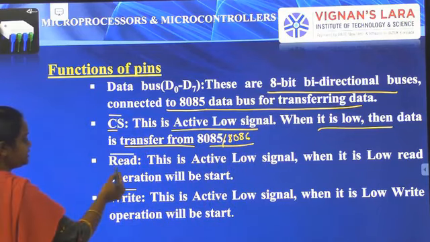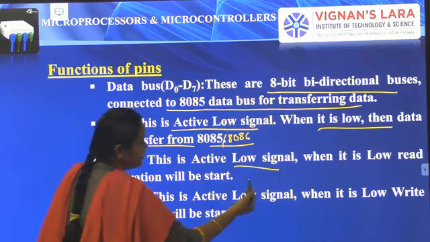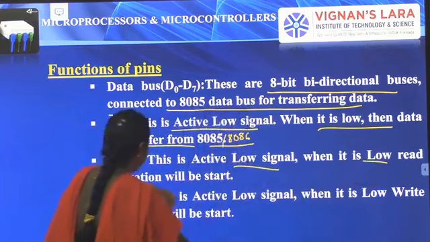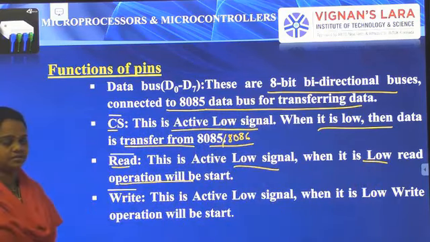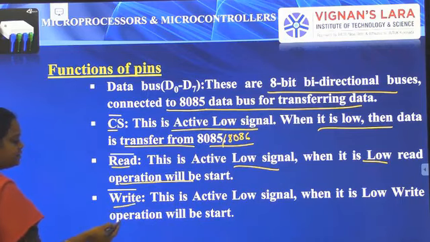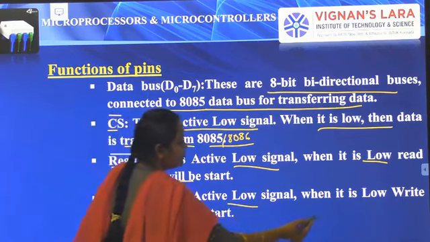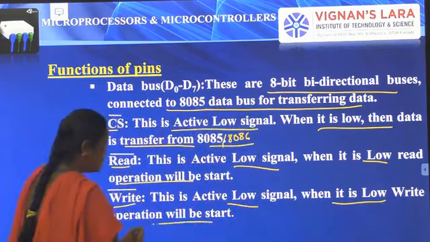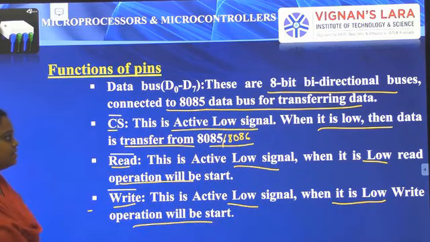So RD bar, this is an active low signal. When it is low, the read operation is enabled. And WR bar, this is an active low signal. When it is low, the write operation is enabled. Okay, so these are the functions of the pins: the data bus, the CS bar, the RD bar and the WR bar.